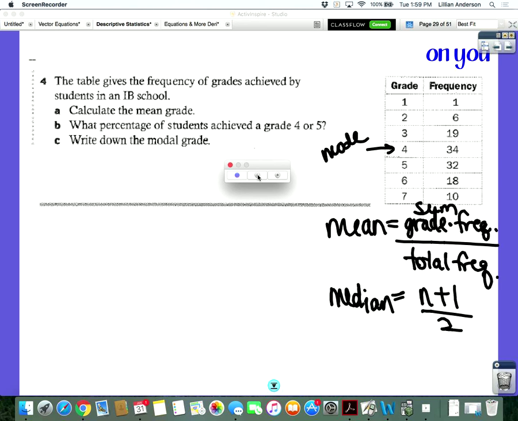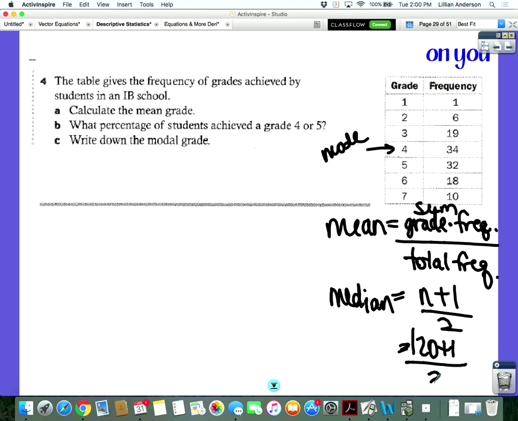So first off, what is your total frequency? Add these numbers up right now. So, n is 120, so what you would do is 120 plus 1, divide that by 2, and then you'll get a number. What number is that? 60.5. Now that 60.5 is not your median, okay?